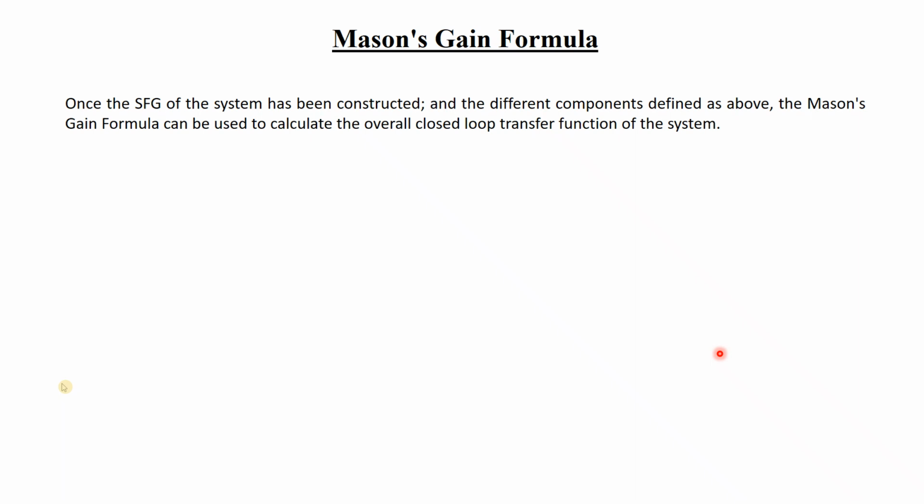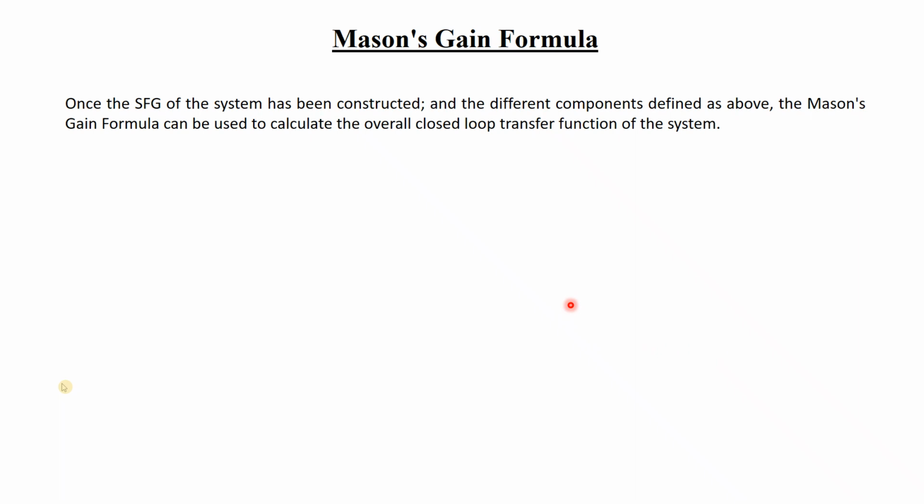So once the SFG of the system has been constructed and the different components defined as above, you will write down how many forward paths are there, forward path 1, forward path 2, what is the gain of forward path 1, what is the gain of forward path 2. Then you will write down how many loops are there. Suppose there are 4 loops, 1, 2, 3, 4. So what is the gain of loop 1, loop 2, loop 3, loop 4, written down. Step number 3, how many touching loops are there, you will write down. How many non-touching loops are there, you will write down. And accordingly you will find the gain. Then you have to apply this Mason's gain formula.